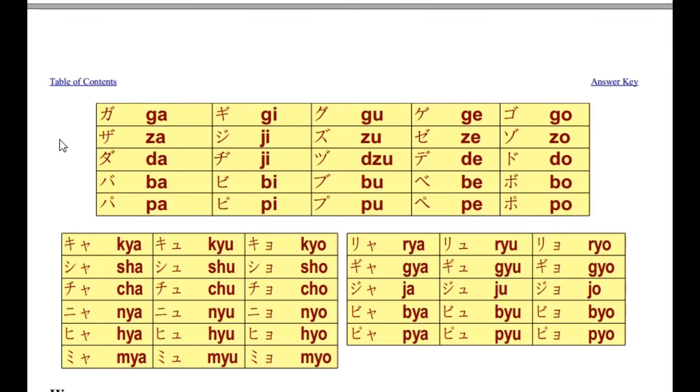So let's practice really quickly. The first row we have ga, gi, gu, ge, go. Za, ji, zu, ze, zo. Da, ji, zu, de, do. Ba, bi, bu, be, bo. Pa, pi, pu, pe, po.